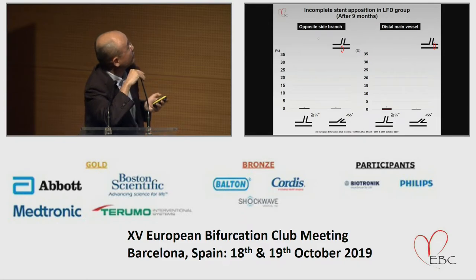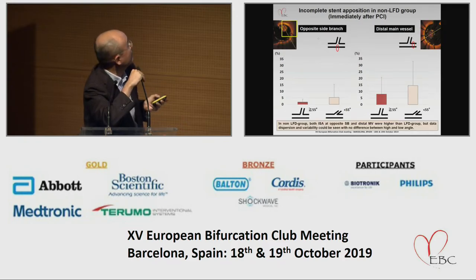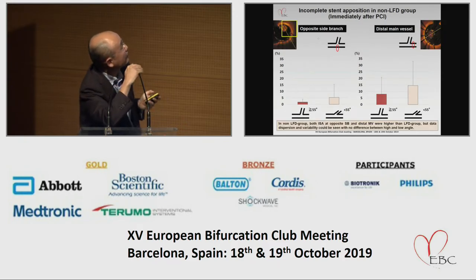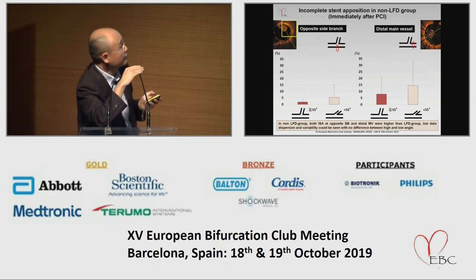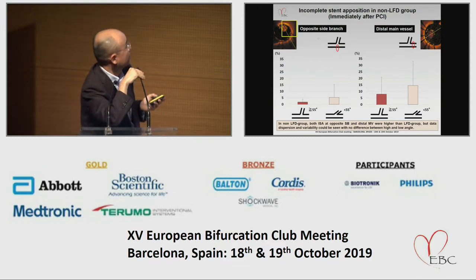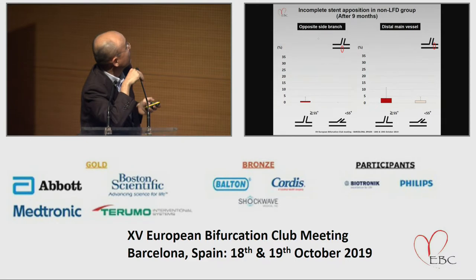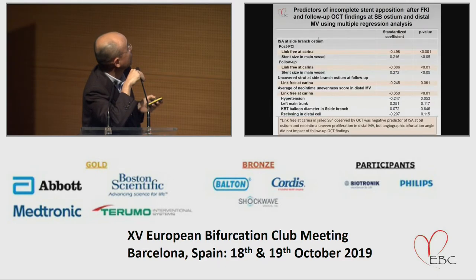However, after 9 months, the ISA improved and well coverage in both groups in terms of the main vessel. When we look at the non-LFD group, we can see data variation or dispersion in both groups, and there is no difference between the two groups. Both had a higher rate, but also these groups improved after 9 months, with no difference between the two groups.